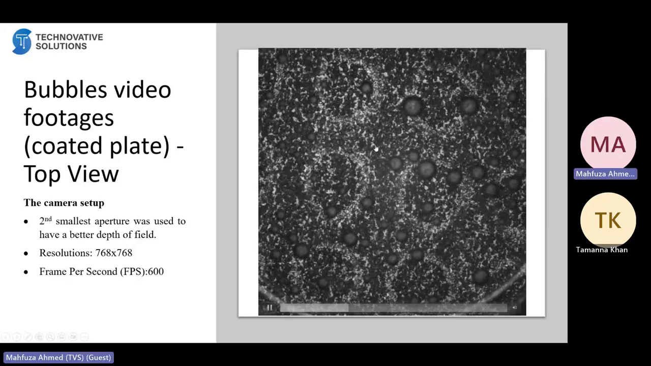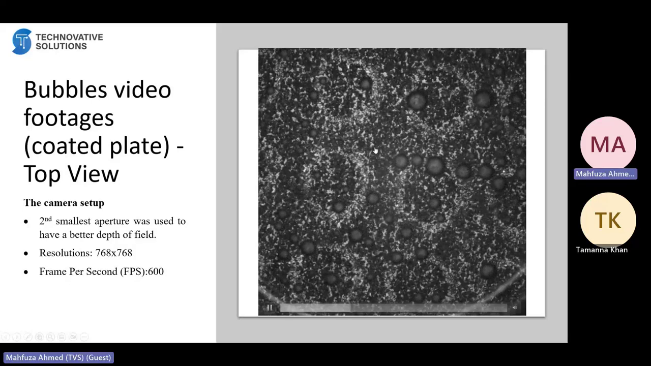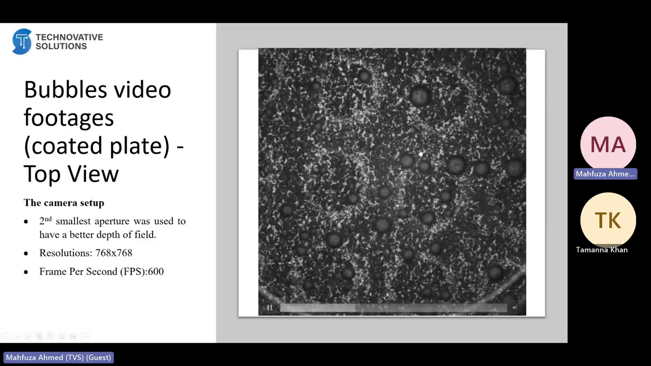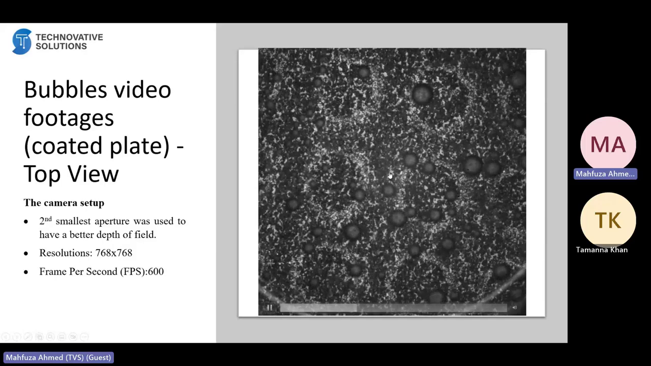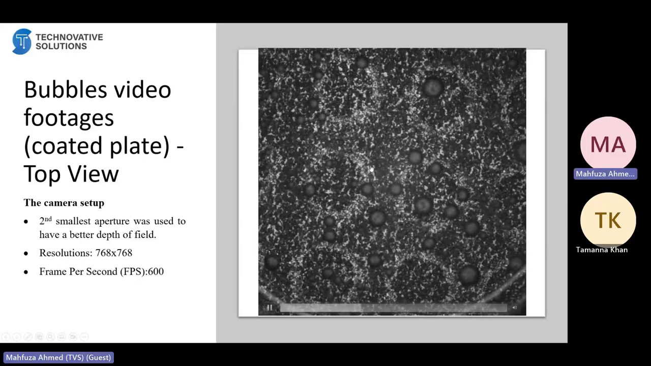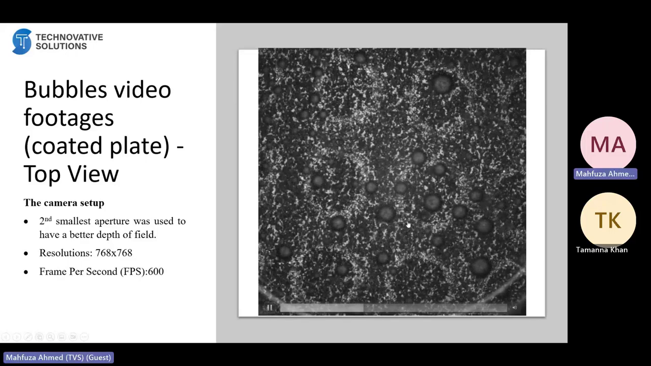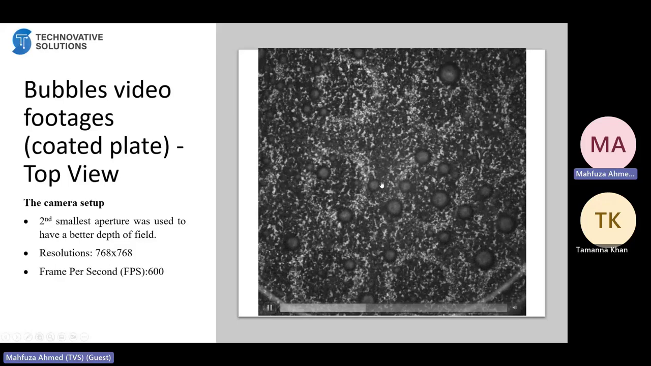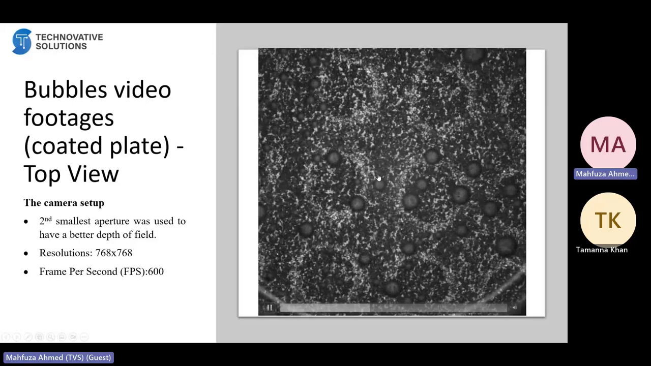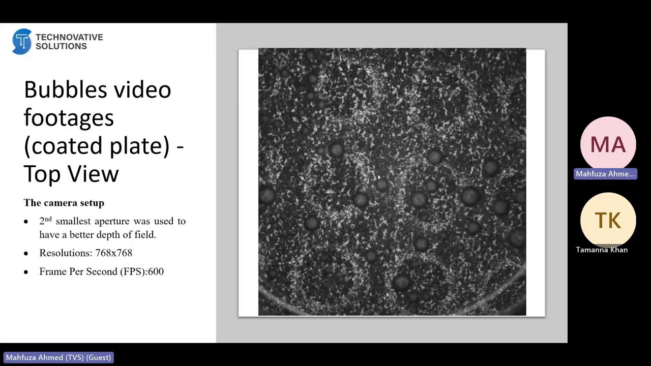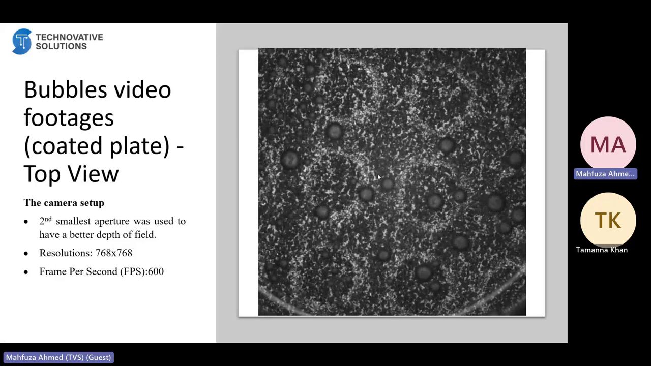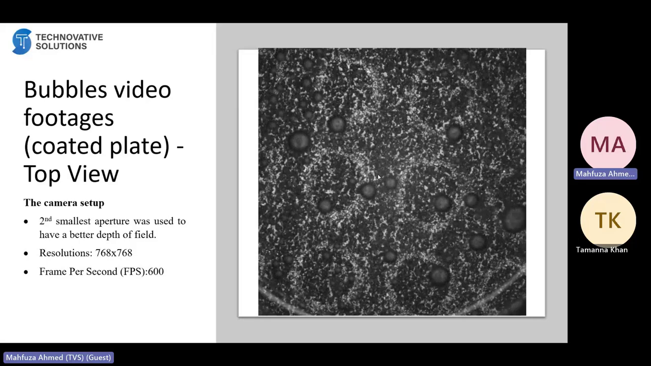However, it is very important to have the presence of contrast between the object and the rest of the image to have better object detection, which we are not seeing here. And so we will see the absence of the contrast will impact the results for the coated plate. And we will talk about this when we talk about the results in the later slides.